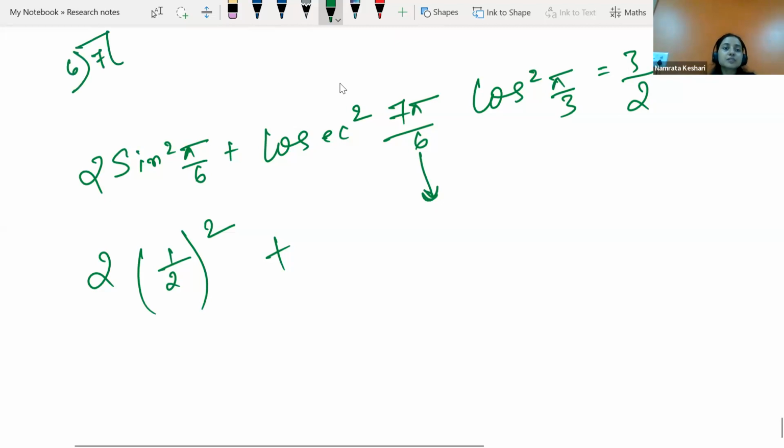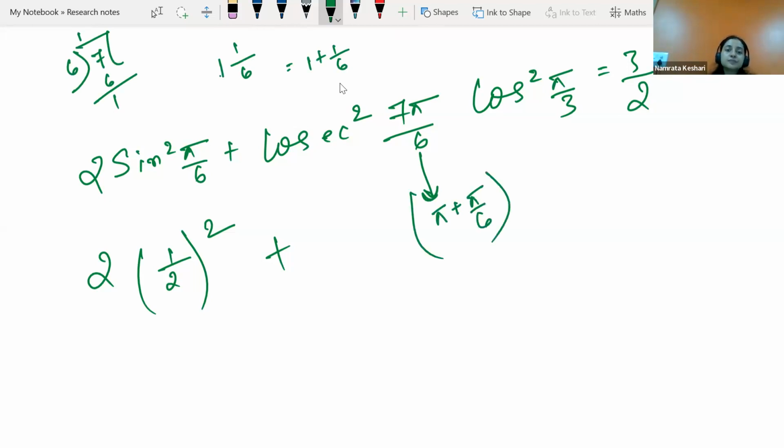6 1 times 6, so we are getting 1 by 6. If we will try writing it with pi, 1 by 6 means 1 plus 1 by 6. If we write it with pi, it is nothing but pi plus pi by 6, right? Yes, ma'am. Okay, cos pi by 3 we know, cos 60 degree, and now only we have written the value, it is 1 by 2, right? Now what about this part?